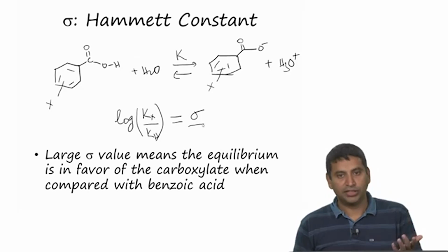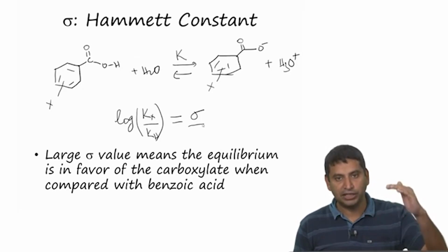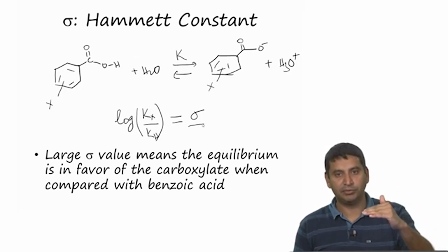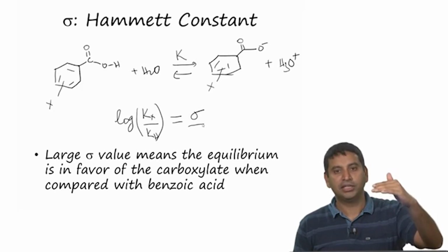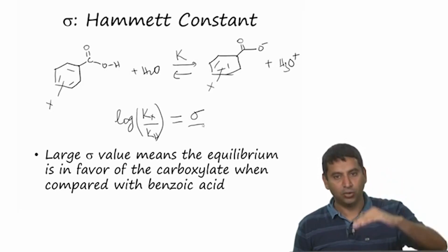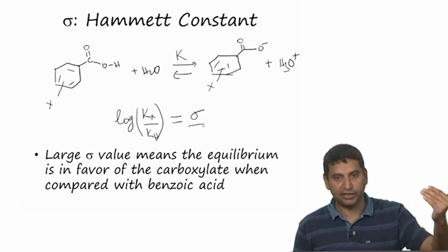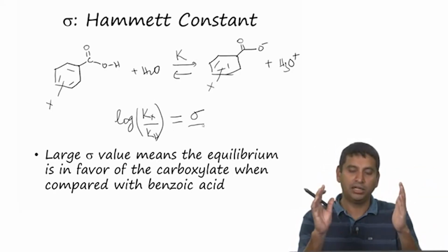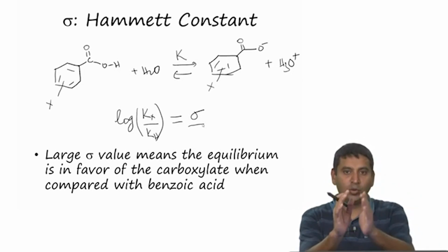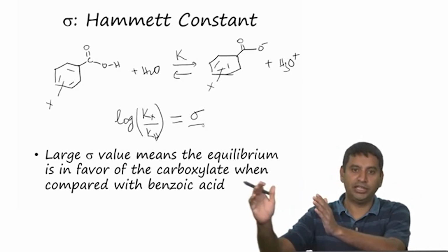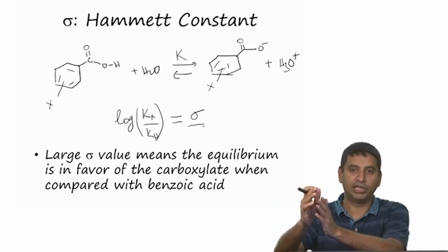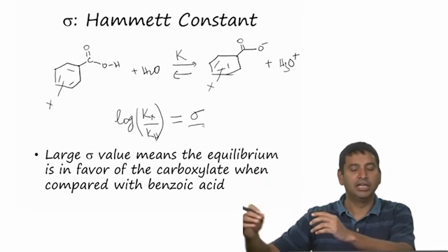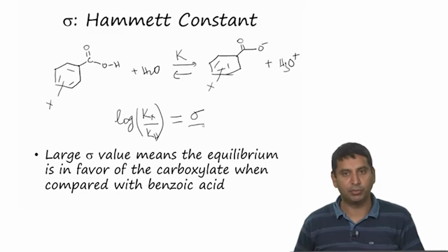Conversely, if we have a substituent which decreases the stability of the conjugate base, the log Kx by Kh would be lower, and in this case it can be negative. So sigma is a measure of how well the substituent influences the position of the equilibrium of benzoic acid and benzoate, assuming that benzoic acid is the benchmark.